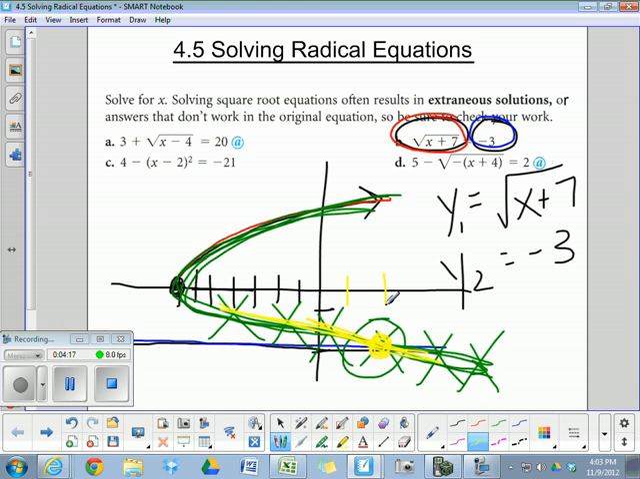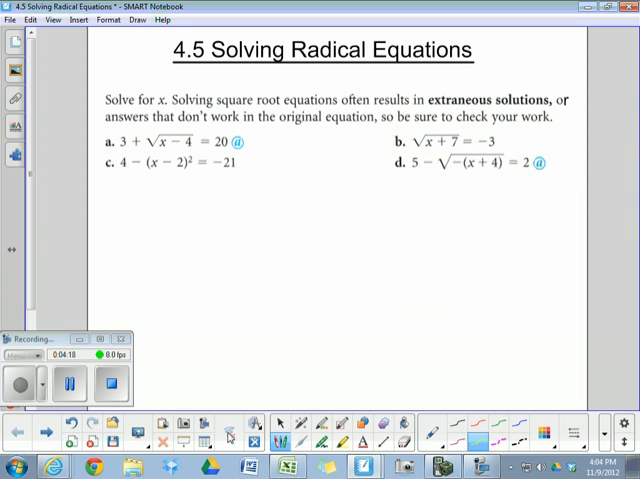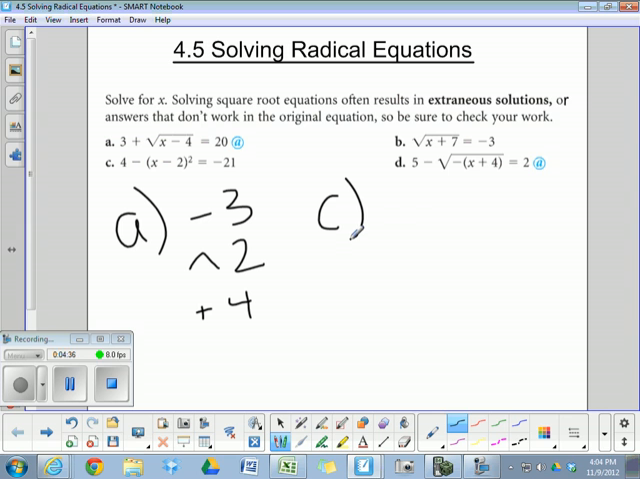Go ahead and work on A, C, and D, and let me know how you did when we meet in class. So, a couple words of advice here. In A, you want to take away 3 first, then square both sides, then add 4. In C, I would take away 4 first, then divide by negative 1, then square root both sides, then add 2.